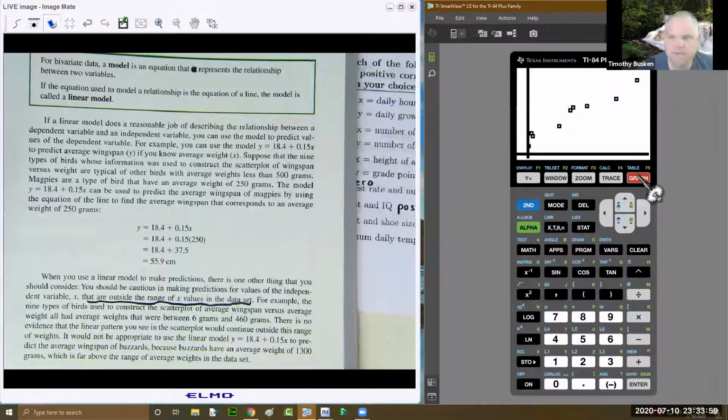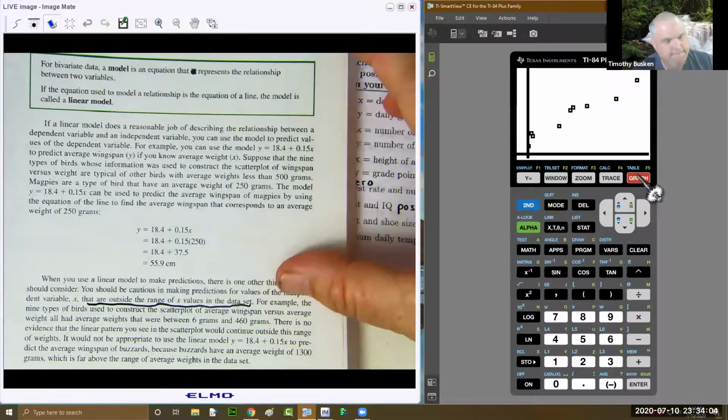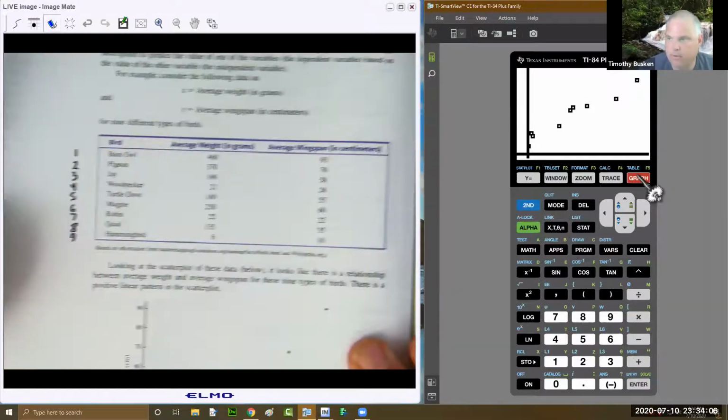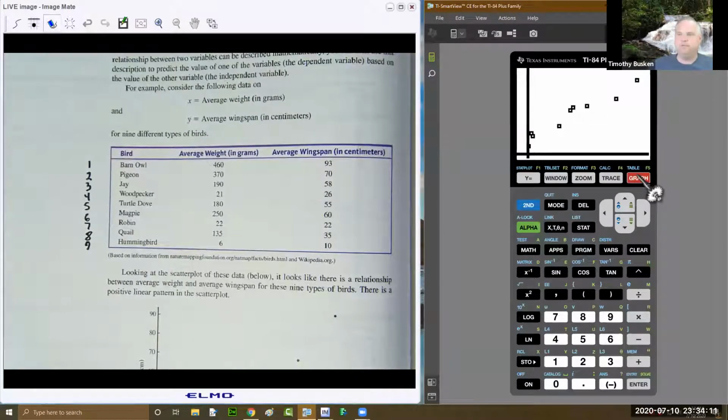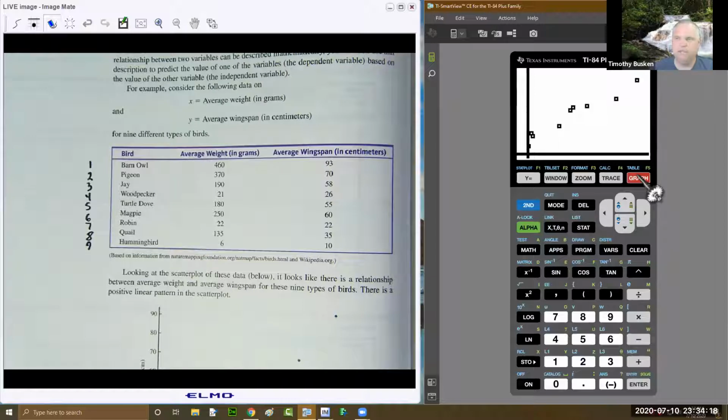So let's go ahead and measure the correlation for this data set. And we'll just use the calculator to do that. So the correlation number, remember, it measures the strength and direction of the linear relationship between X and Y. And we're expecting a strong positive linear relationship. And so we're expecting a value of R that would be significantly close to 1 or 100%.